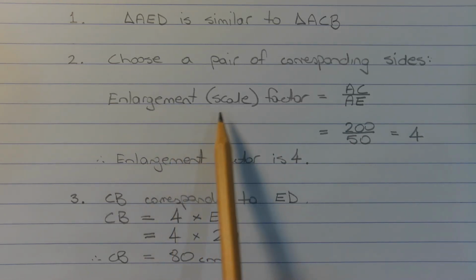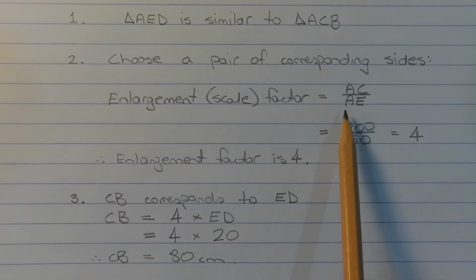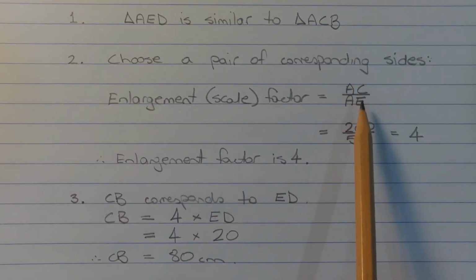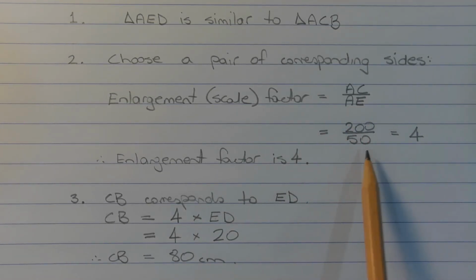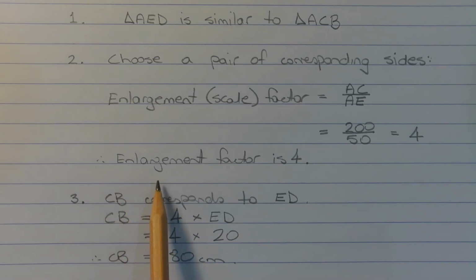So the enlargement or the scale factor is equal to AC over AE, so that's the larger side over the smaller side, and that equals 200 over 50, which equals 4. Therefore, the enlargement factor is 4.